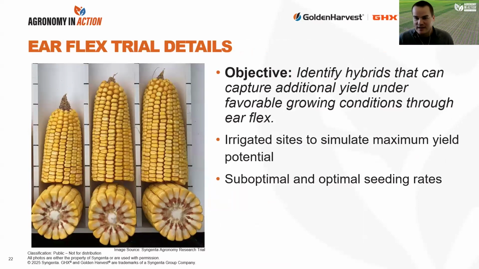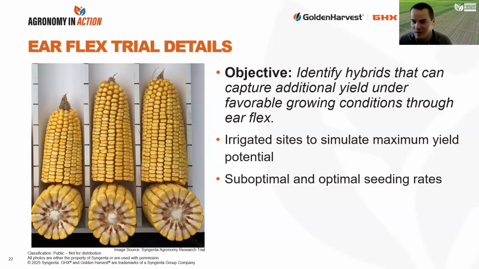So last thing I want to touch on before I turn it over to Steve is ear flex. We've all heard of hybrids having either a determinant ear or more of a flex ear. And that flex ear would be a hybrid that can adjust its ear size or yield potential based off of the environment, whether that's flexing positively because it has favorable growing conditions, or it could also flex negatively if it's under more stress, compared to a determinant ear that may be more stable across more environments.